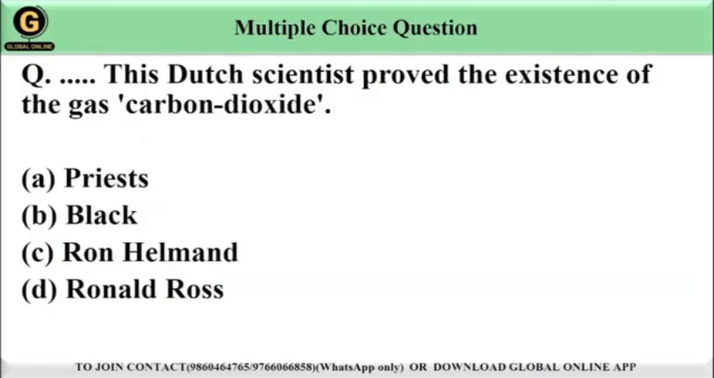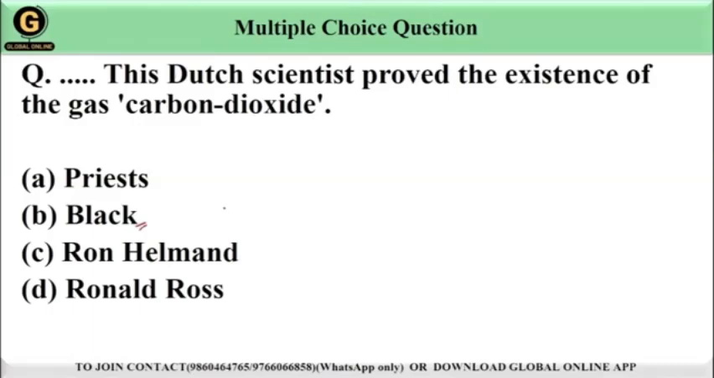Let's move to the next question. This Dutch scientist provided the existence of a gas carbon dioxide. Options are A, Priest, B, Black, C, Ron Hellman, and option D, Ronald Ross. Students, the Dutch scientist Joseph Black is credited with discovering carbon dioxide.